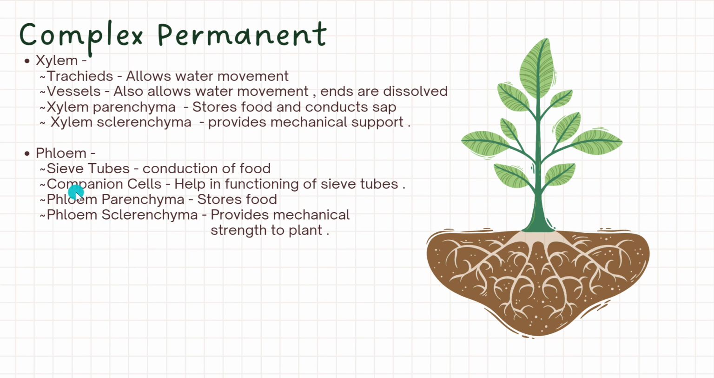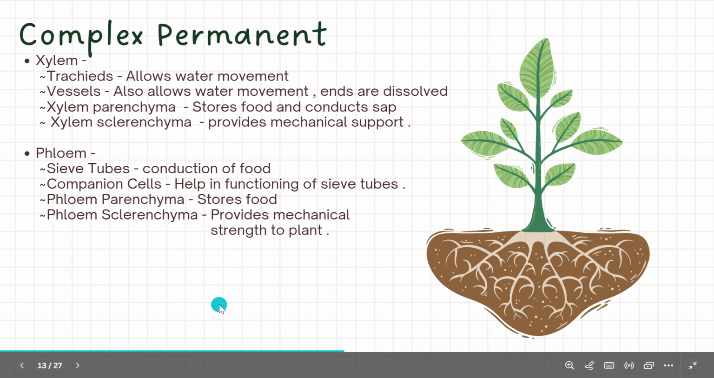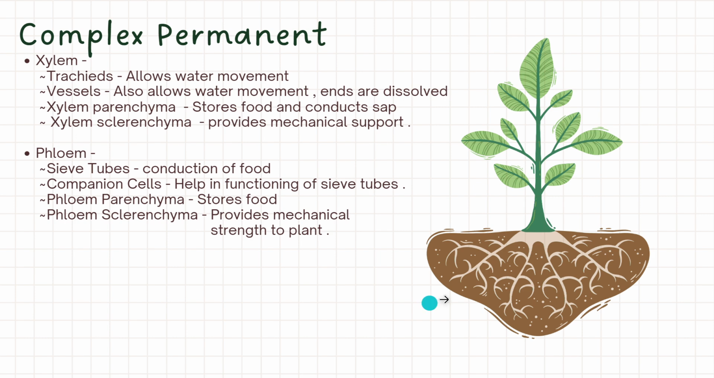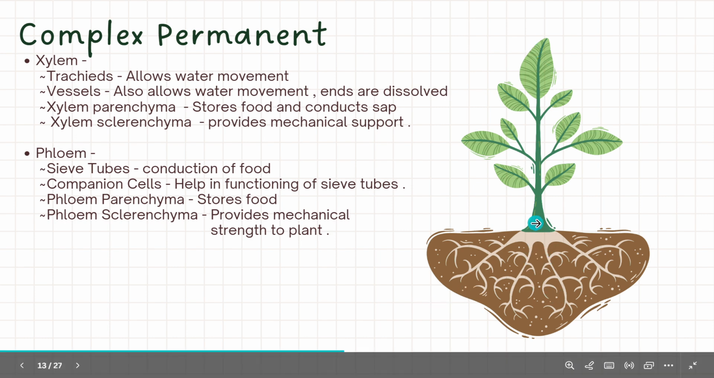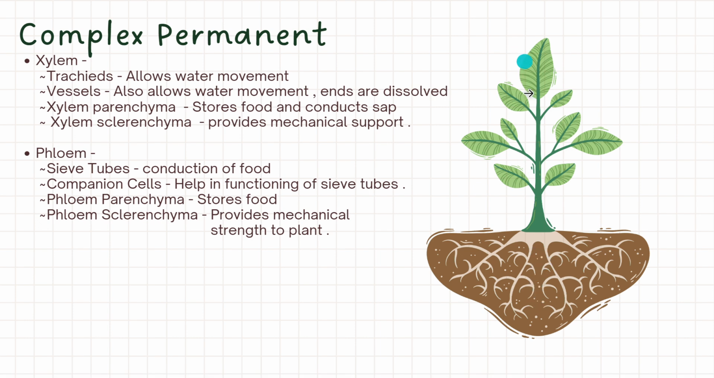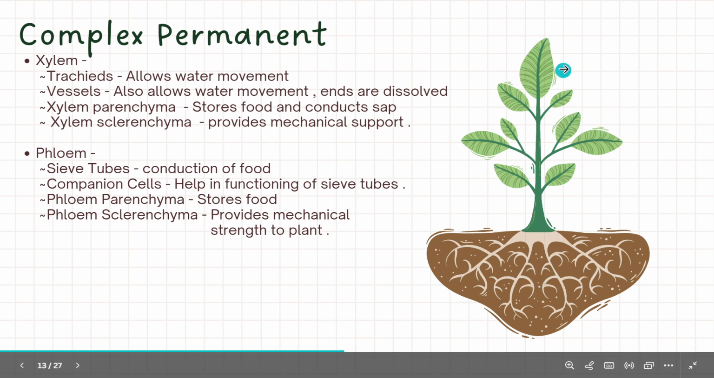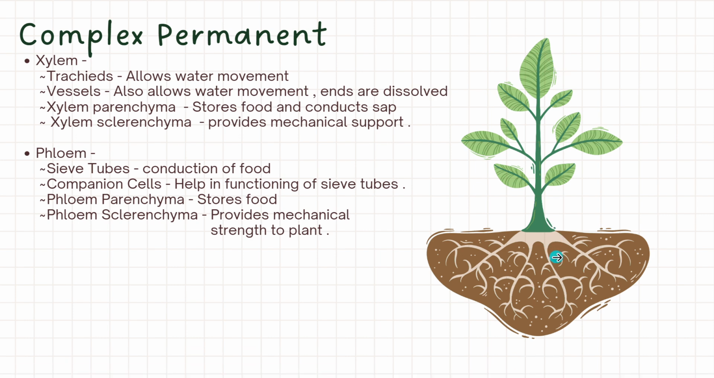Then phloem. Phloem has four parts again: sieve tubes, companion cells, phloem parenchyma, and phloem sclerenchyma. Now what does phloem do? Phloem basically conducts food. Now, I said xylem is unidirectional, that means only upward from the roots. Then what is phloem? Is it only upward, or only downward, or both? The answer is it is bidirectional.